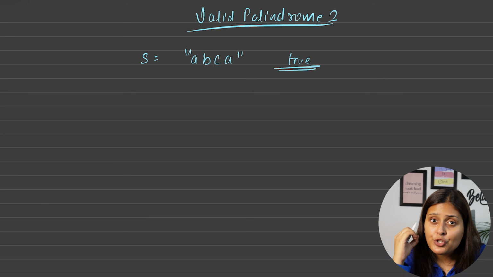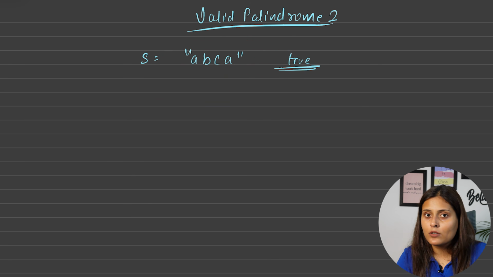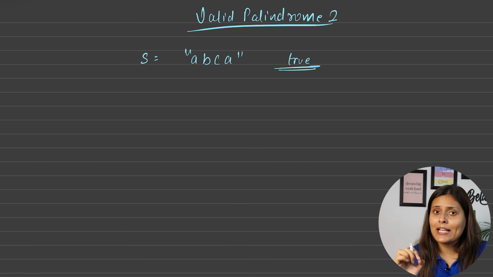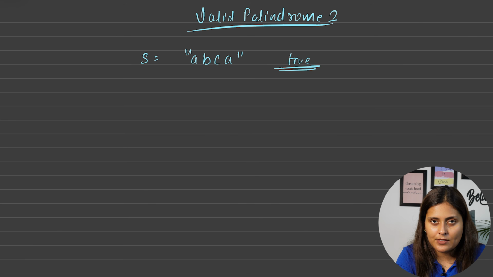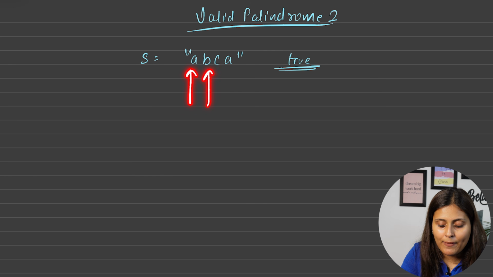Means you have to check first without removing any character. If the string is valid, you have to return true. It is not necessary to remove, but it says at most one, means you can remove 0 also, or you can remove 1 also to get a valid palindrome case. So first, before removing, we will check if this is a palindrome or not.